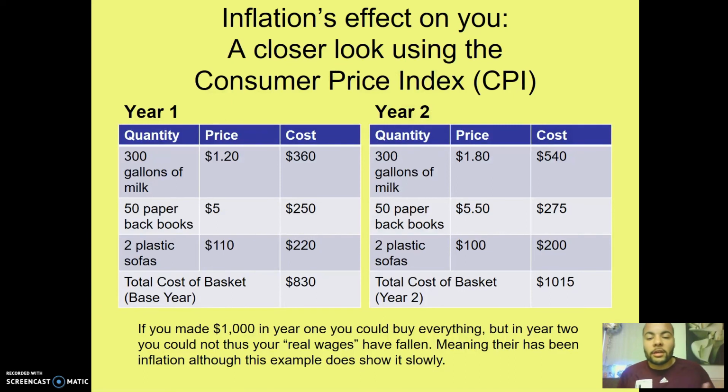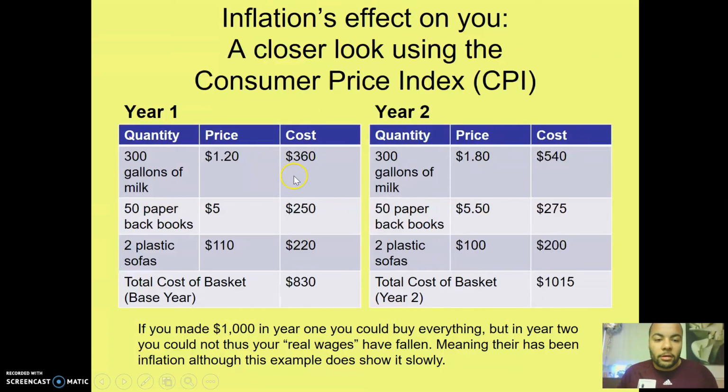All right, so let's take a closer look. On your left, you have year one and year two. If you made $1,000 in year one, you could buy everything. But in year two, you could not, because your real wages have fallen. Real wages is the money you make that is not adjusted for inflation. And if that falls, that means you can't buy more. So if there's inflation, it's going to show.